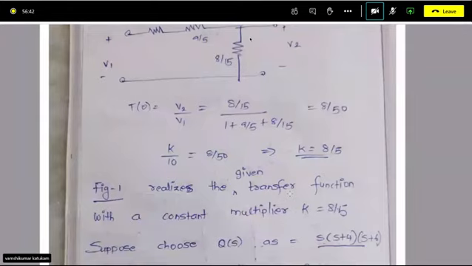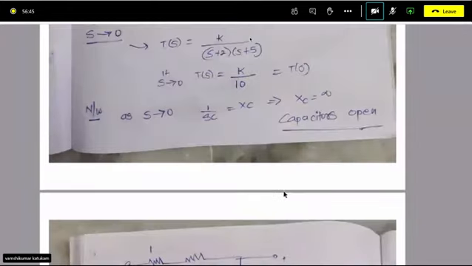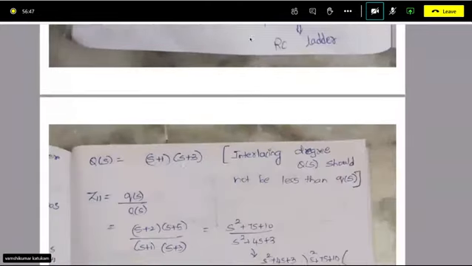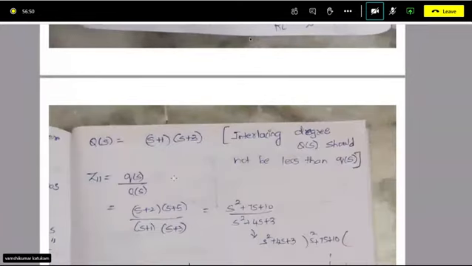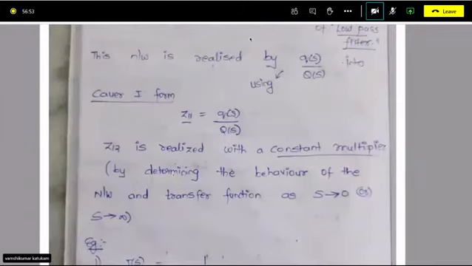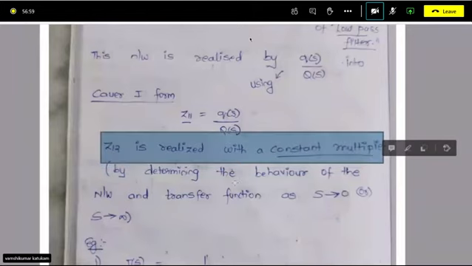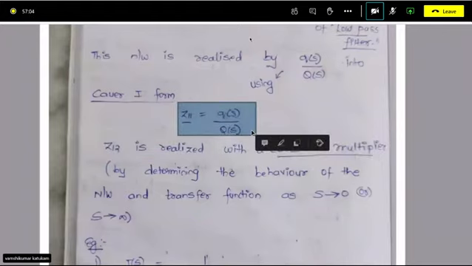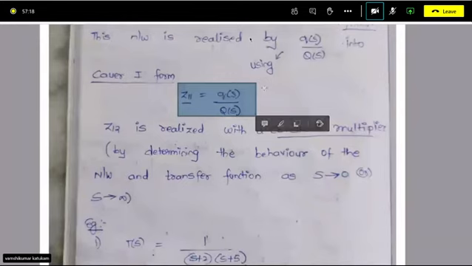Okay. So if you observe here, what we are doing is we are dividing by capital Q of s, and for Z12, we are determining Z12 realized with a constant multiplier K. Whereas Z11, which is our driving point impedance, the RC impedance method, you have to convert it to Cauer form 1 by continued fraction, which is nothing but continuous divisions. By continuous divisions, you get the Cauer form 1. Okay, and Z12 is realized with a constant multiplier.